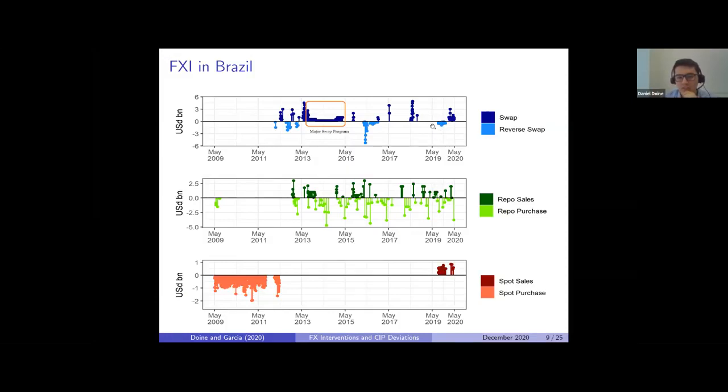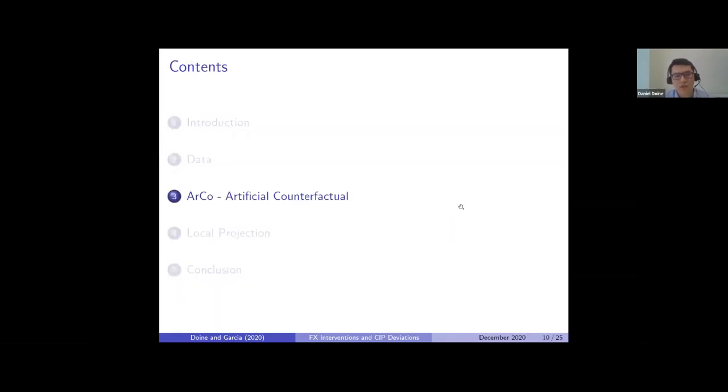So this is one fact that explains why we do not find the result on the local projection. And more recently, this is due to the COVID crisis. So this is a newer one.